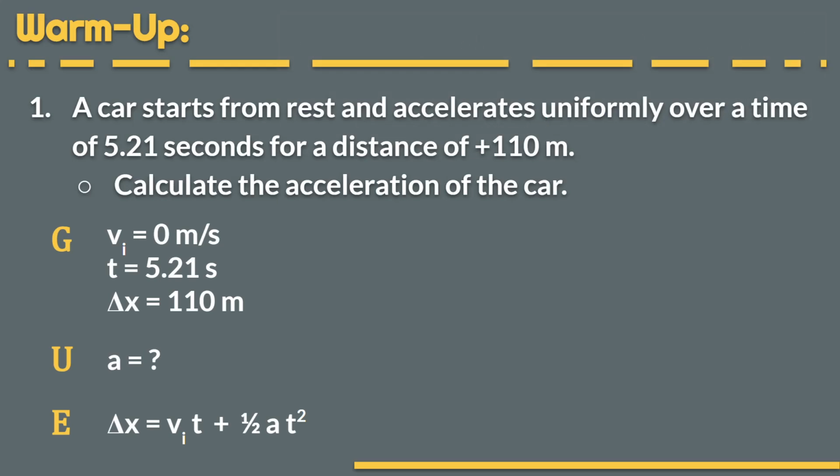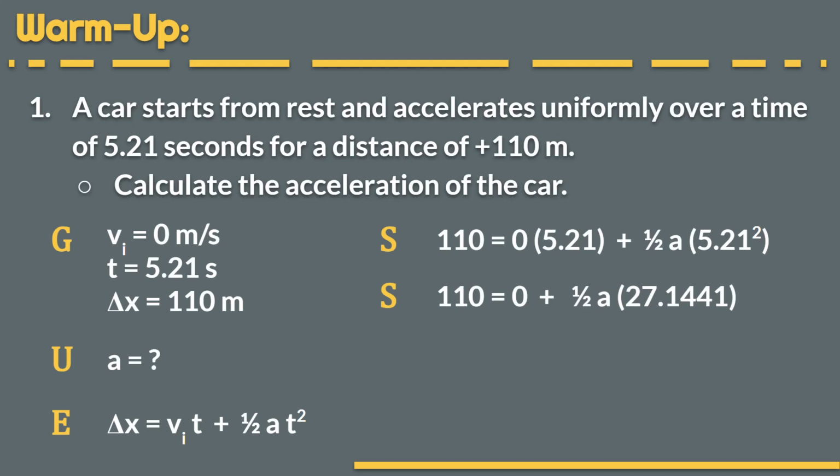So that's what we're going to substitute into, and that is the next step in our GUESS method, substitution. So I put all my numbers in. 110 equals 0 times 5.21, plus 1/2 times A times 5.21 squared. 0 times 5.21 is just 0. This is my solution step. Now we're doing the math.